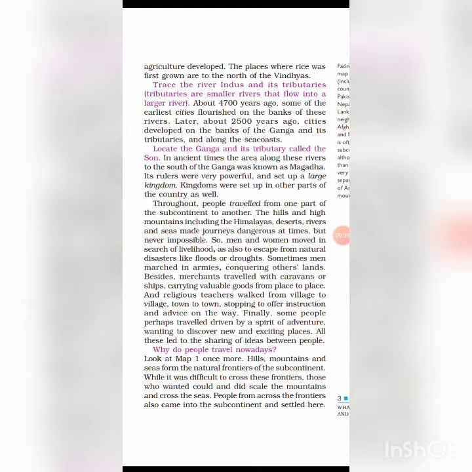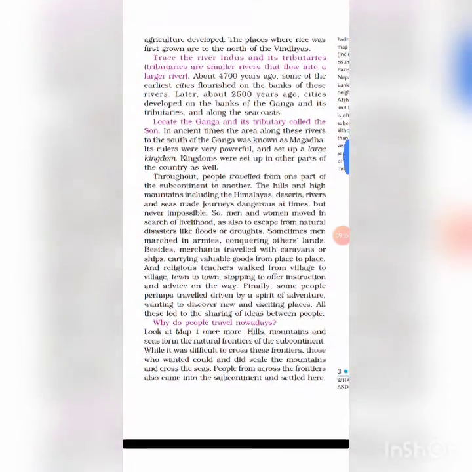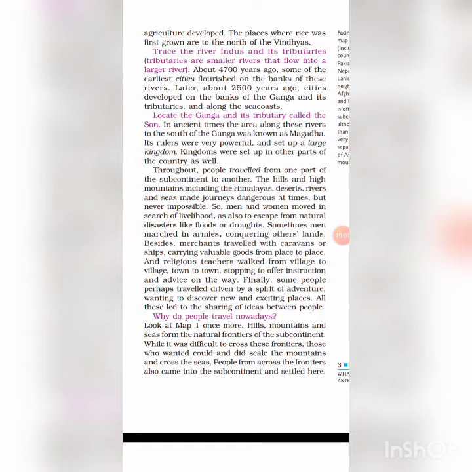And religious teachers walked from village to village and town to town, stopping to offer instructions and advise people to go on a particular way. So most of the activities done by the ancient people were on the basis of their spiritual beliefs, that they would discover new places and start staying there.